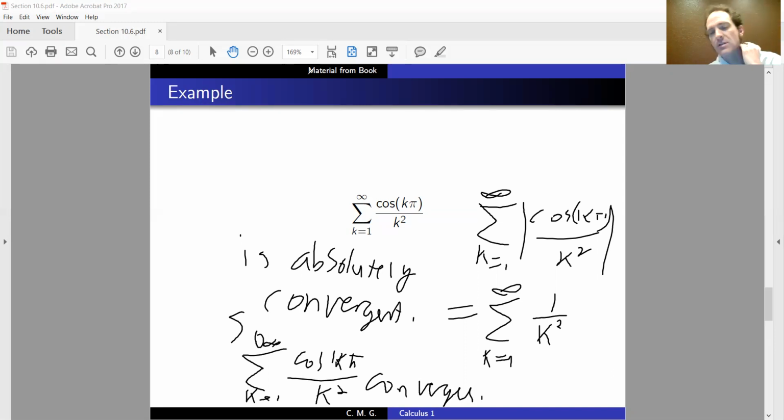The other way you can do this is you can just say the sequence is 1 over k squared. It's decreasing as k gets bigger, for all k bigger than or equal to 1, and it limits to 0, therefore it's also convergent. So you have two ways to do that one. It's absolutely convergent, but it's also just convergent by the two properties that we have to check.